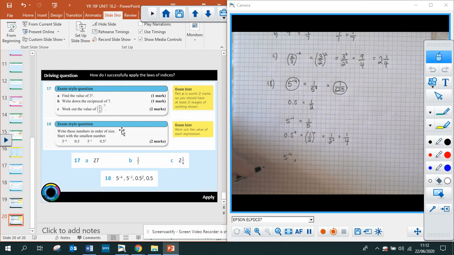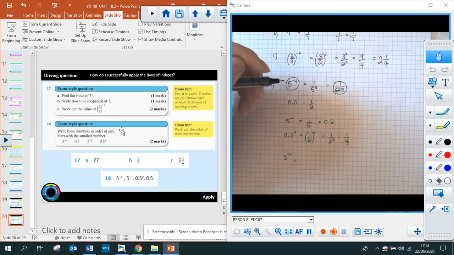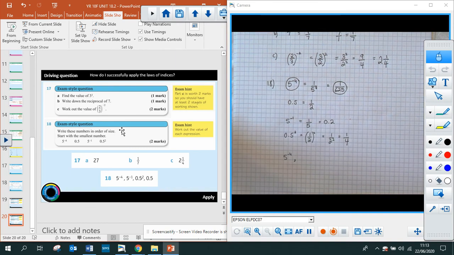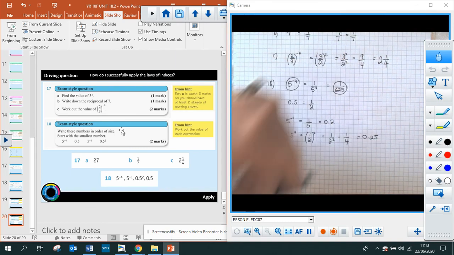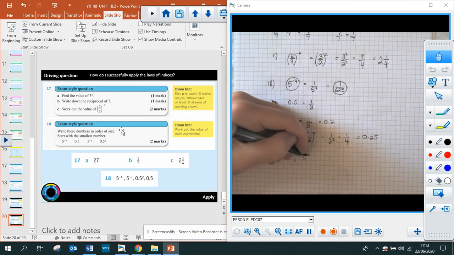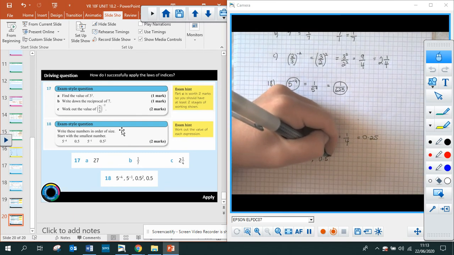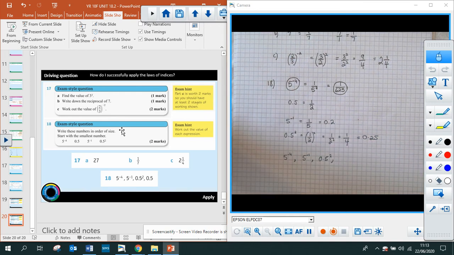The second one, we need to find the next smallest. So 1/5, its value is 0.2. We know that one's 0.5, and we know 1/4 is 0.25, if that makes it easy for you to compare. Therefore, 0.2 is smaller, so my 5 to the power of negative 1 comes next. Then the next one is going to be my 0.5 squared, because that's 0.25, and that's smaller than 0.5. We've got 0.5 to the power of 2, and then finally the last one is my 0.5. Okay, and that's the order that you should have had.